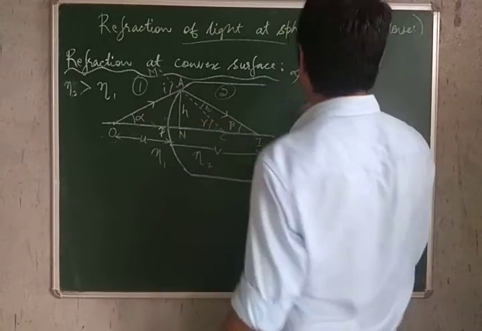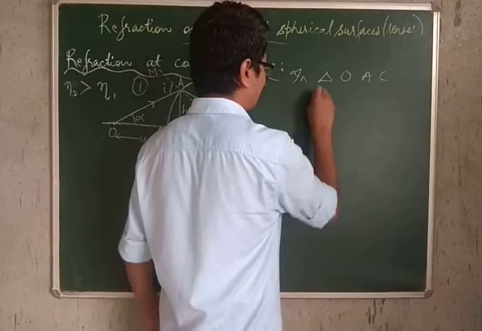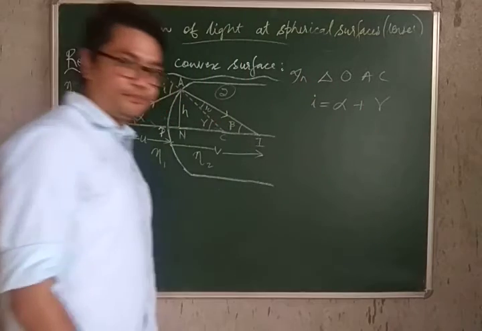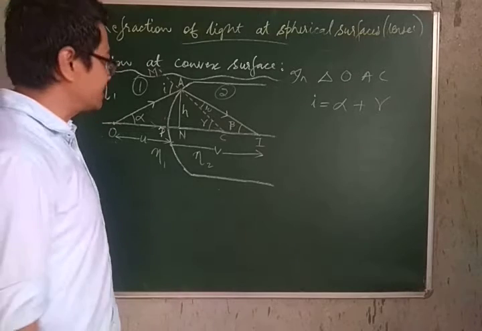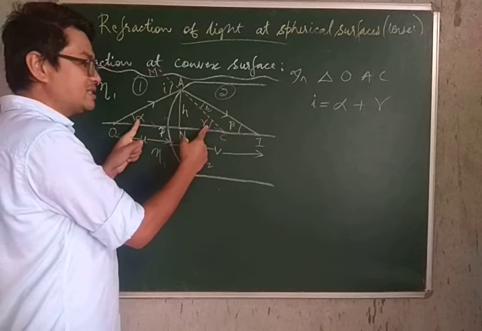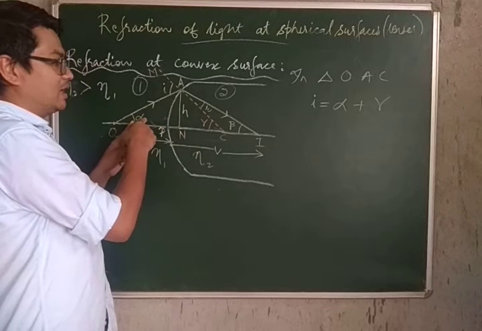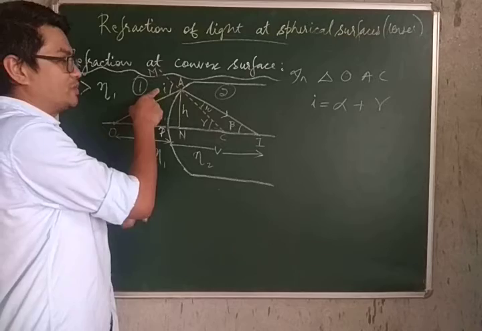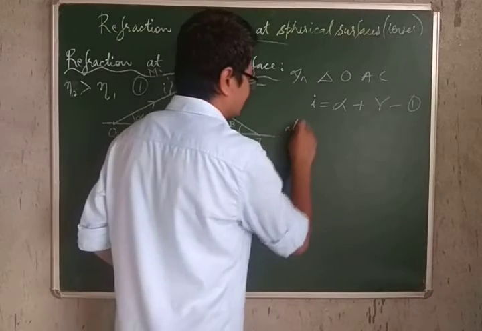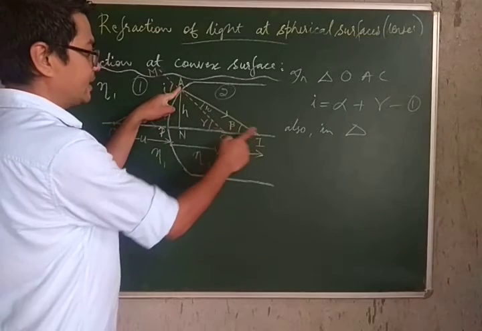OAC, this triangle over here, what we can write is i is equal to alpha plus gamma. Why? Because we've learned in our junior classes that the exterior angle of a triangle is equal to the sum of the interior opposite angles. So this is gamma, and gamma plus alpha, the two interior opposite angles, should be equal to the exterior angle. So i is alpha plus gamma. This is my equation number 1. Also in triangle, which triangle? AIC.